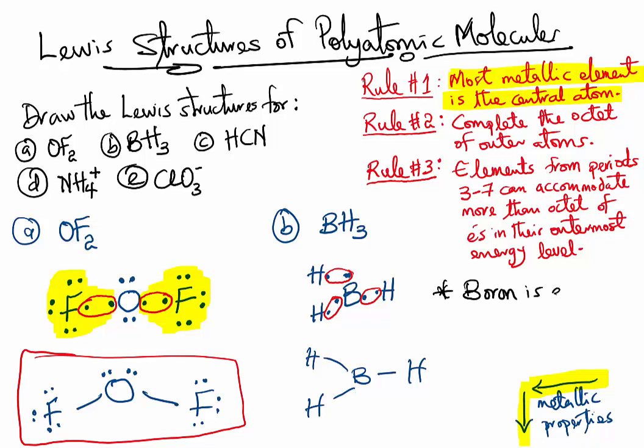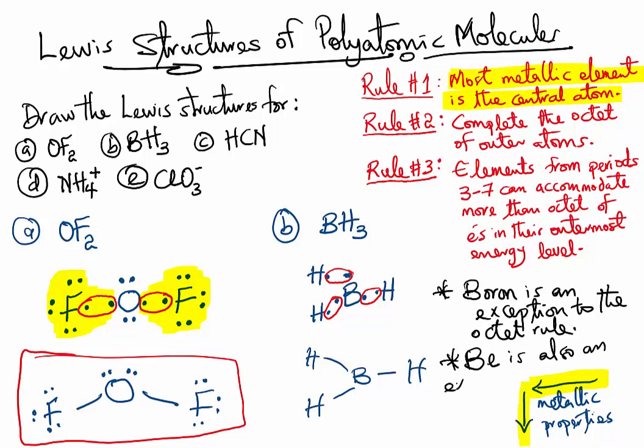Boron is an exception to the octet rule. Boron actually prefers only 6 electrons in its valence, and that is what we have here. The other element that is also an exception is beryllium. Beryllium only prefers 4 electrons. So beryllium is also an exception. Although we don't have that here, please remember that.